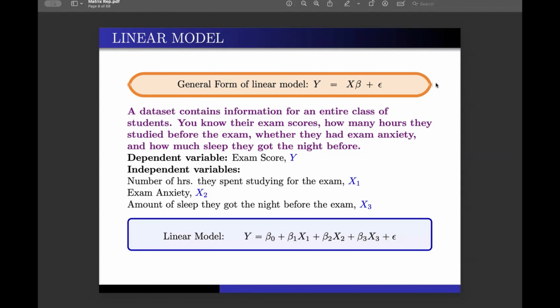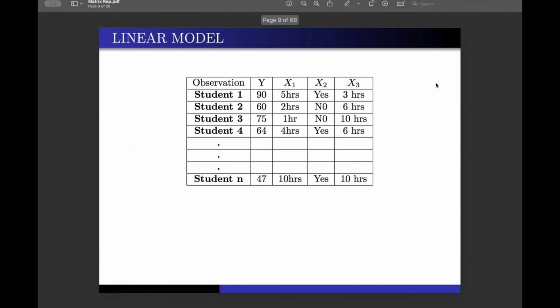So if we write the linear model equation for this problem, it would be y equals beta naught plus beta 1 x1 plus beta 2 x2 plus beta 3 x3 plus epsilon. So if you have the data set with you, you would have information of this sort. You would have information for n number of students from your class and their exam score, number of hours they studied before the exam, amount of sleep, exam anxiety, and so forth. Based on this information, we have this linear model equation, and now we are interested in the matrix form of this equation.